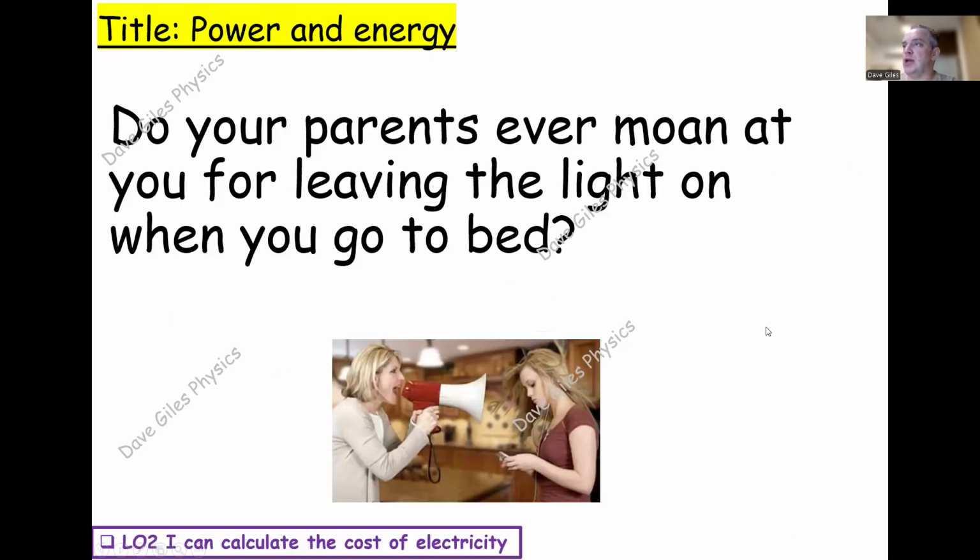Now, the second learning objective is about the cost of electricity. When you were younger, or maybe even now, did your parents ever moan at you for leaving the lights on when you go to bed? I know my parents were quite bad for it when I was younger. They were always complaining about how much money it would cost.